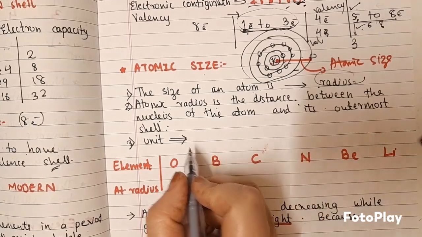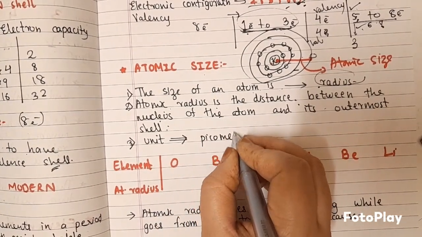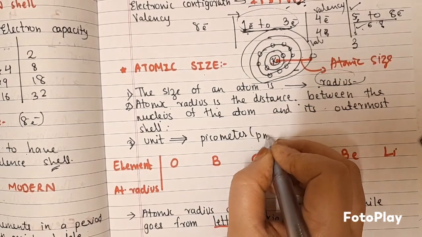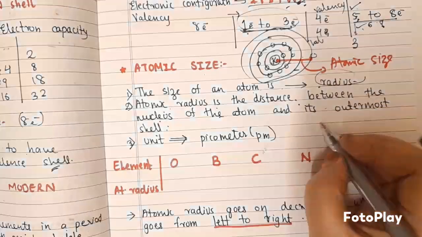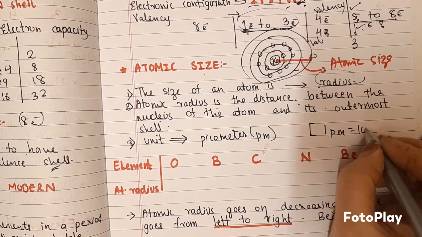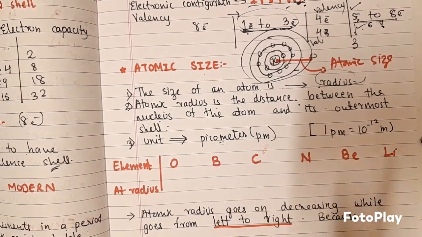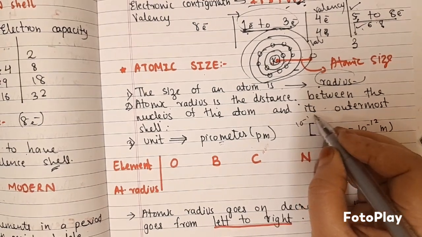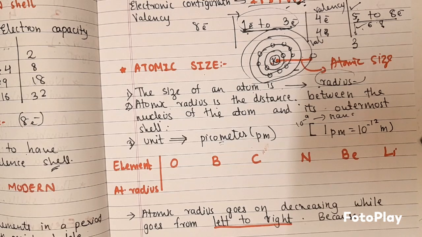Atomic radius is expressed in the unit picometer, which is pm in short form, and is smaller than the nanometer. Here we have one conversion: 1 picometer is equal to 10 raised to minus 12 meter. The value of a nanometer is 10 raised to minus 9. Now let's understand atomic size for periods as well as for groups.